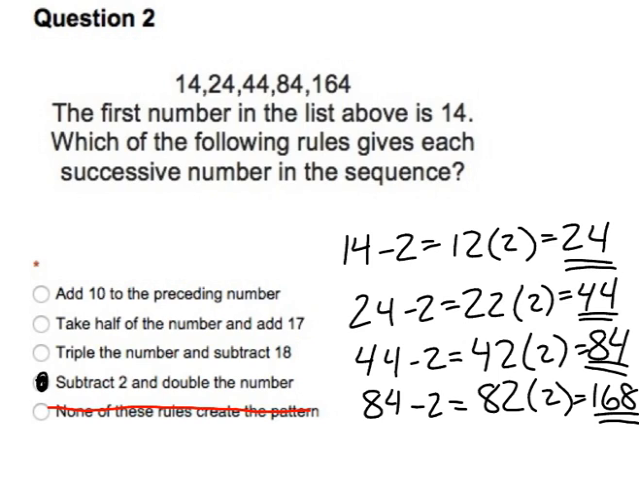Also, I'd like to note that it says for the fifth option, none of these rules create the pattern. What are the odds of that happening? Not very good. If you see an answer that says none of the above, no solution, very rarely is that the correct answer. It can be, but it's the last thing to consider.